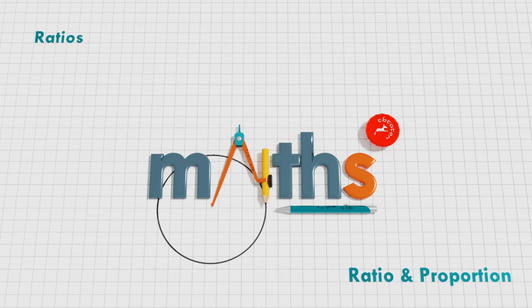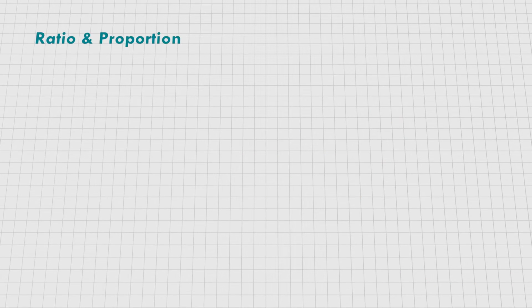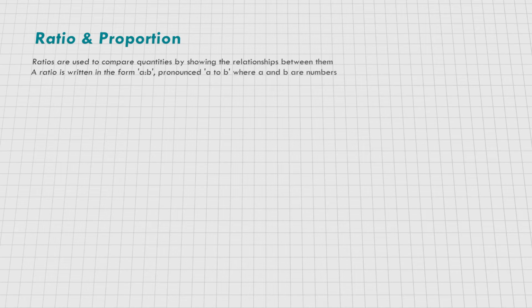In this video, we will be looking at ratio and proportion. Ratios are used to compare quantities by showing the relationships between them. A ratio is written in the form A:B, pronounced A to B, where A and B are numbers.